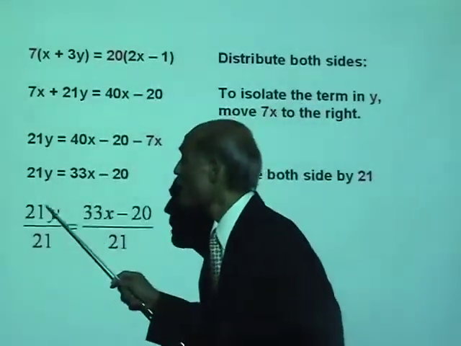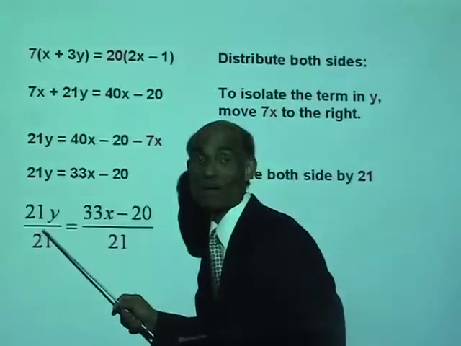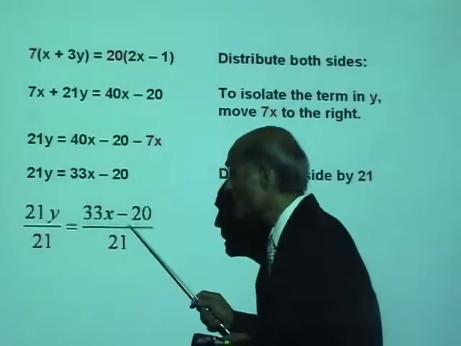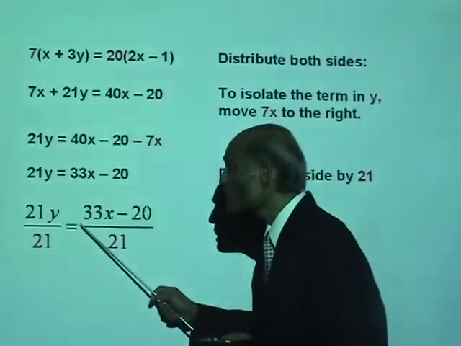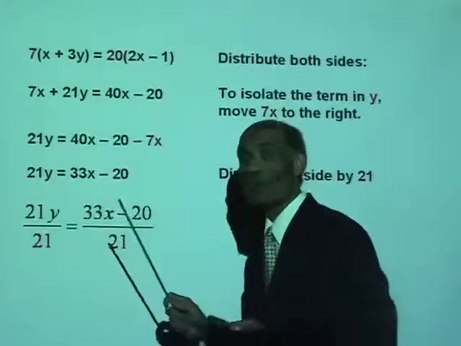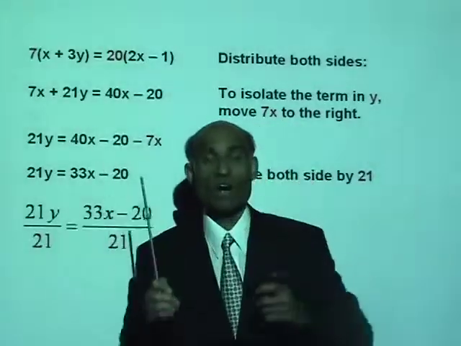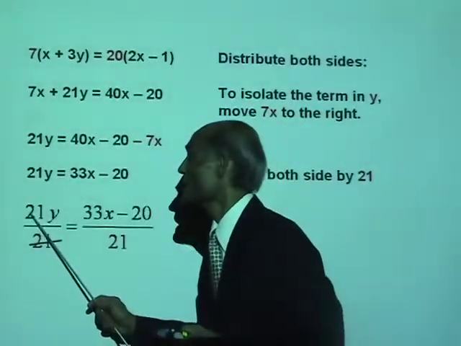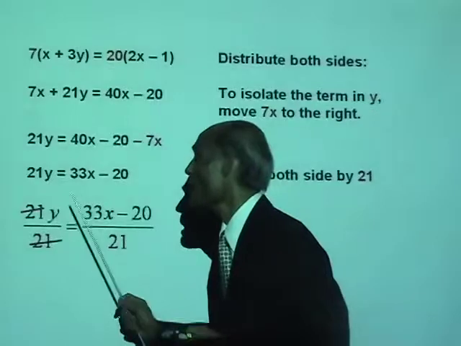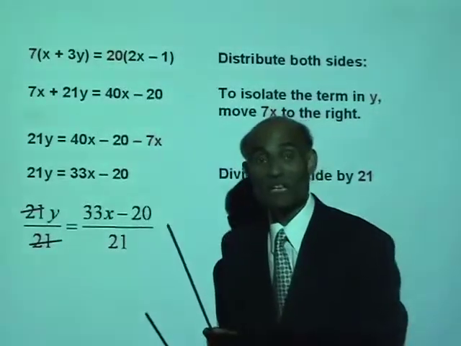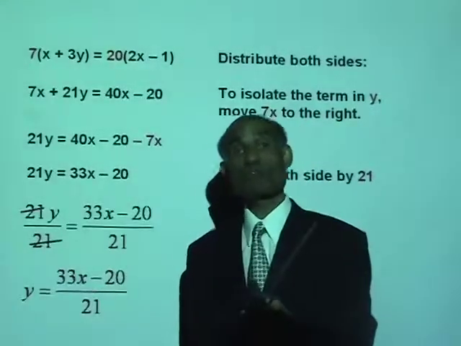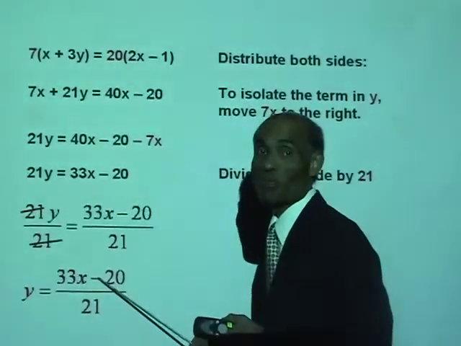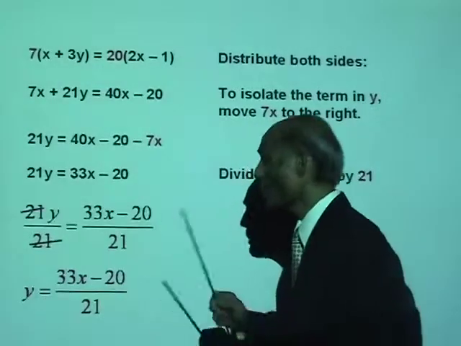That is 21y divided by 21. And watch again how I divide the right side. The whole quantity, 33x minus 20, all over 21. Divide the whole quantity on the right by 21. And now 21 cancels on the left, giving you y alone. And that gives us the result. We have now solved for y. y equals 33x minus 20 all over 21.